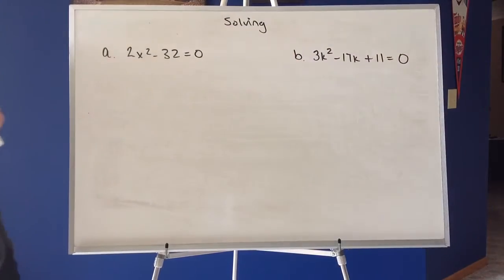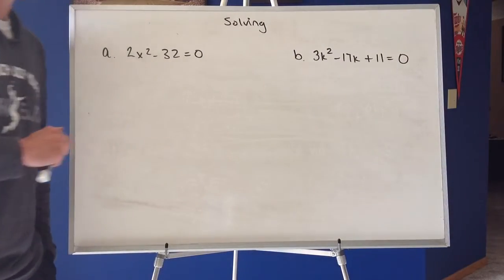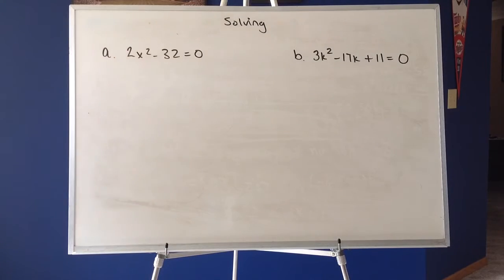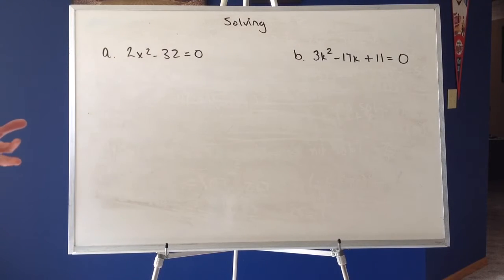The first example gives us 2x squared minus 32 equals 0. Right now, we're not going to use the graphing method. I'm going to throw that one out for right now. The only time you're going to graph is when you're told to graph. So we're left with four other methods: your square root method, your factoring, completing the square, and quadratic formula.